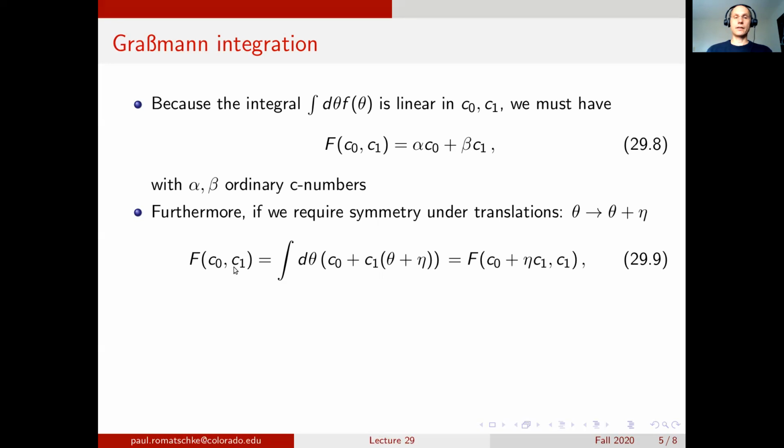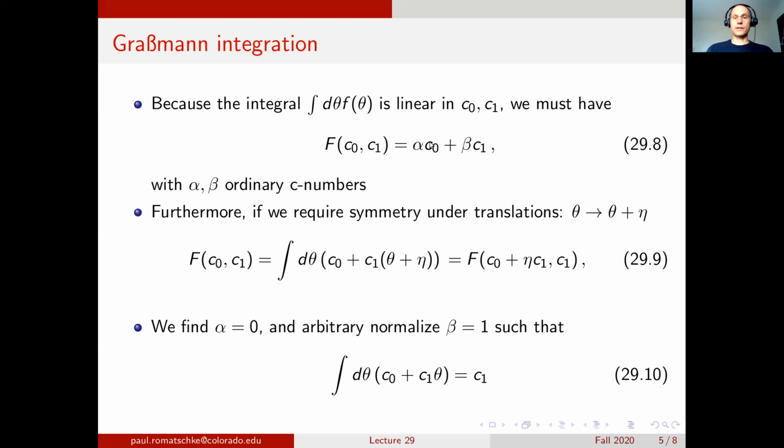So we find that the original function f of c0 and c1 must be equal to a function where the integral has a term that is linear in θ, that's the term c1, so that's our original f of c1, but the term that's not proportional to θ is now c0 plus c1 eta, so that must be the result we have on the right-hand side. So we find that our original function f of c0 and c1 must be equal to f of c0 plus eta c1 on the right-hand side.